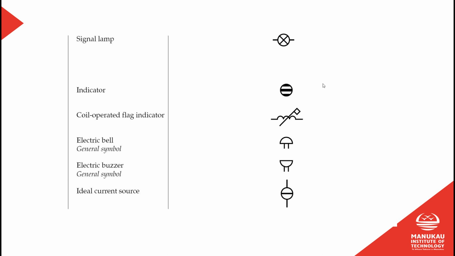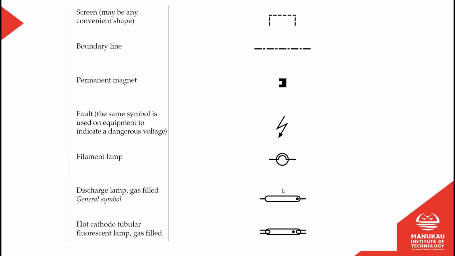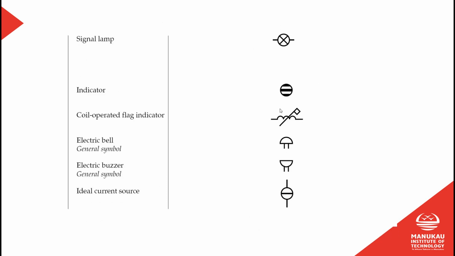If we go back to the previous slide, we'll see we've got obviously a symbol for filament lamp, one for discharge gas lamp, so that's when we talk about our high pressure sodium, mercury vapor, that kind of thing. Hot cathode tubular fluorescent lamp, gas filled, so that's a fluoro at the bottom there. Look, this stuff is pretty specialized. I haven't come across too many drawings where we're getting down to the detail of actually drawing in there what lamp we're talking about. So in most cases, this one here, the signal lamp, that's a fairly standard generic symbol for any type of lamp.